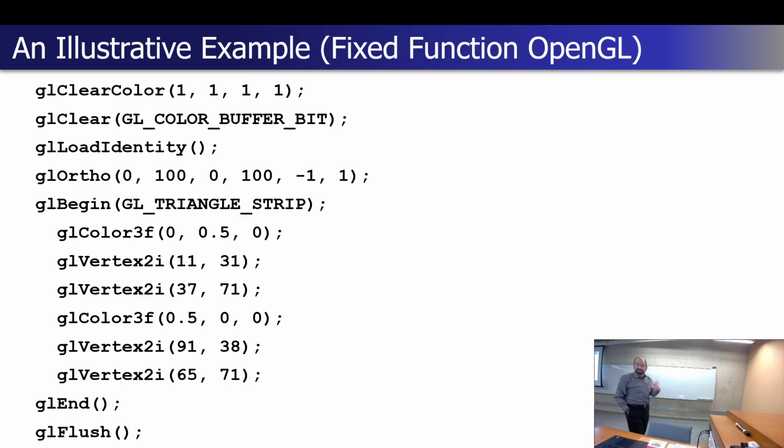We're setting the state so that all future vertices are going to have this color attribute associated with them: 0 for red, 0.5 for green, 0 for blue. We're specifying, until we change the state, expect green vertices coming in. Then there's a call to GL vertex 2i.